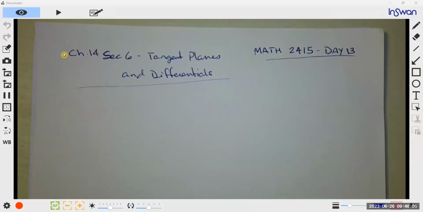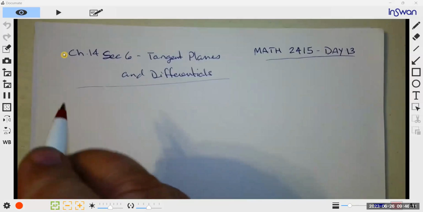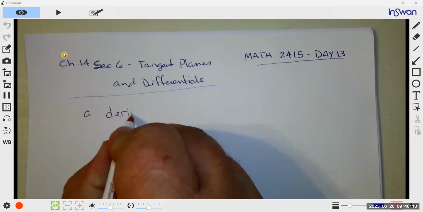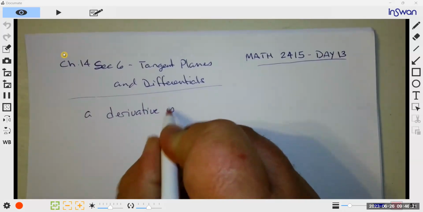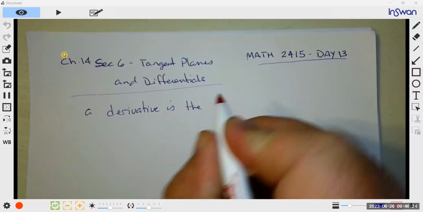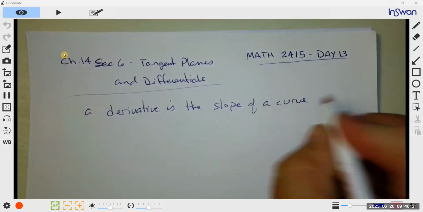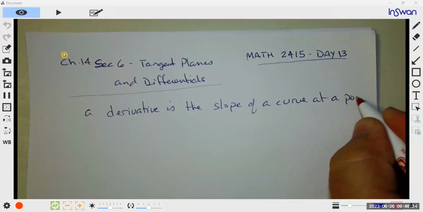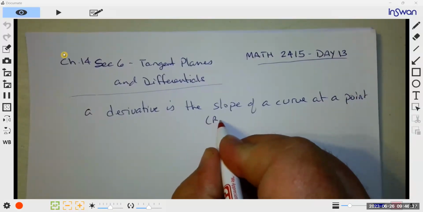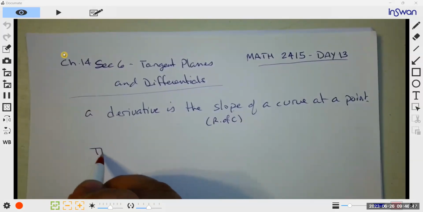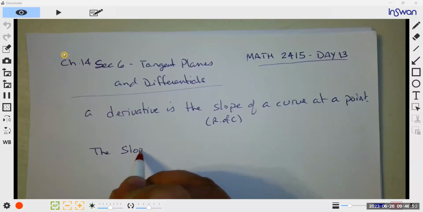So it's a continuation of Calculus 1, Calculus 2. We know that a derivative is the slope of a curve at a point, or rate of change. We also know that the slope is of the tangent line.